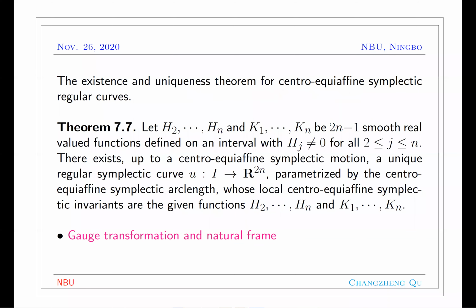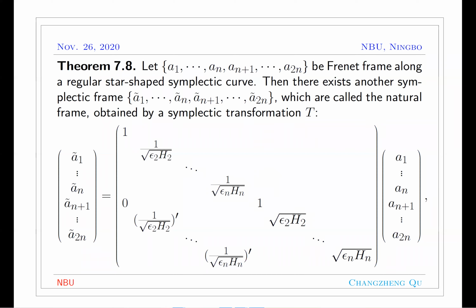To study the integrable curve flows in these geometries, we need another frame we call the natural frame. The natural frame is defined by A1 tilde to A2n tilde. This is related to the Frenet frame by this matrix, which depends on the sign of epsilon.